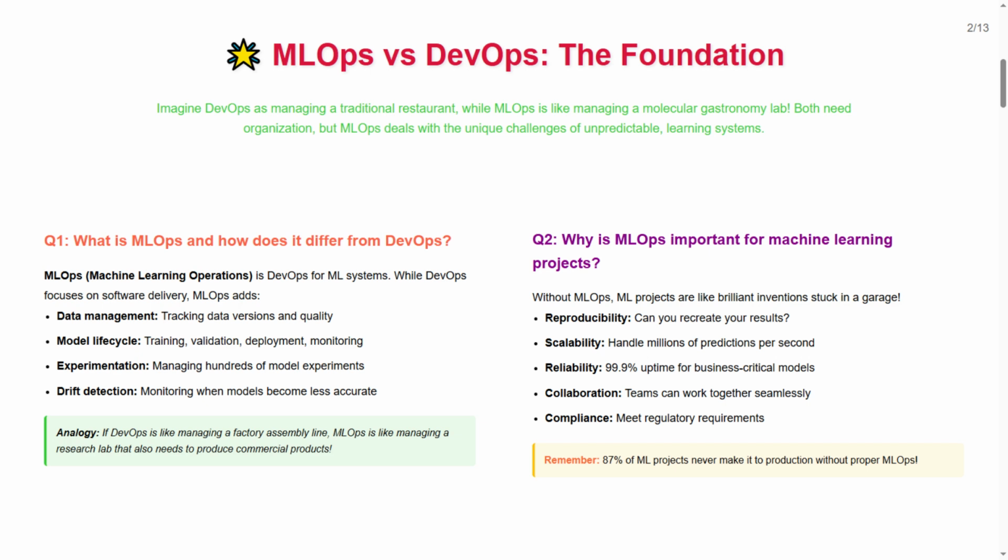Reproducibility, can you recreate your results? Scalability, handle millions of predictions per second. Reliability, 99.9% uptime for business-critical models. Collaboration, teams can work together seamlessly. Compliance, meet regulatory requirements. Now, the remember section. 87% of ML projects never make it to production without proper MLOps.